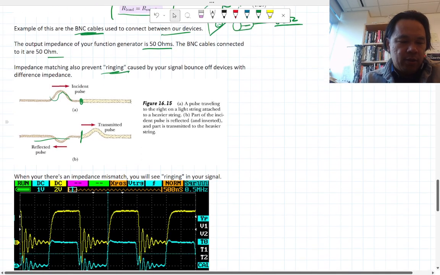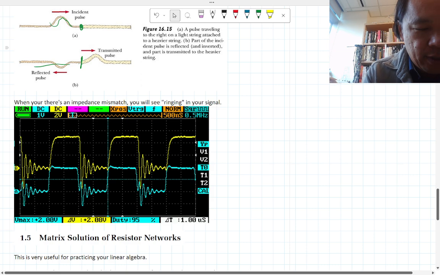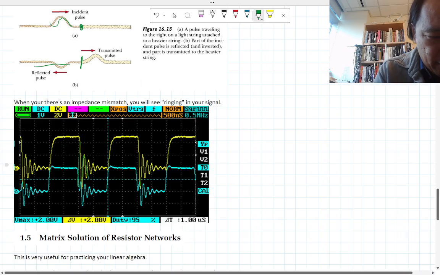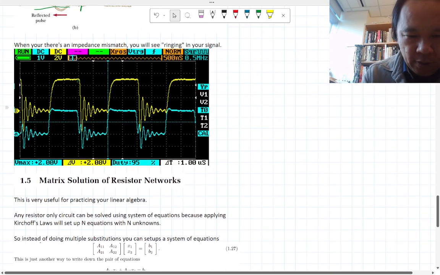And you can actually really see this in your circuit if you were to build a circuit that doesn't have impedance matching. You will see this ringing effect, which is this little oscillation that you can see on this oscilloscope trace. And we can play around with this in the lab and you will actually see it.